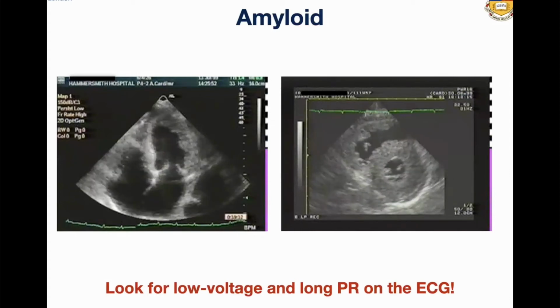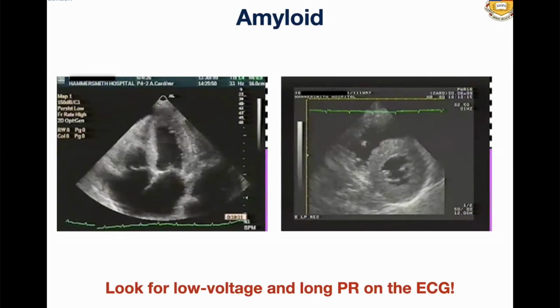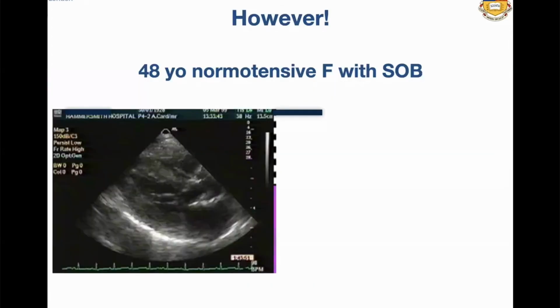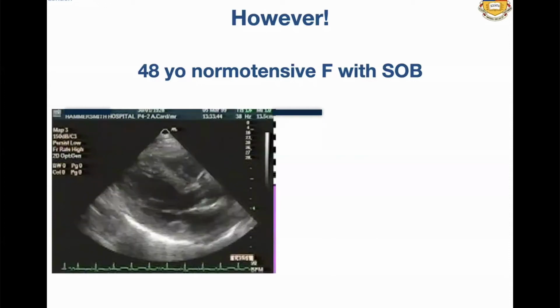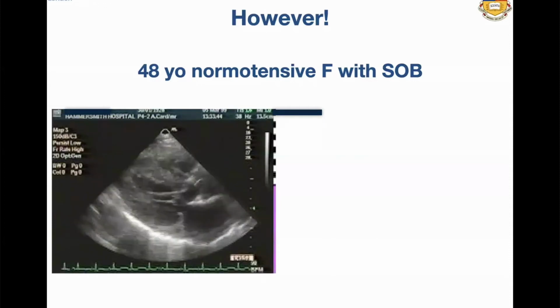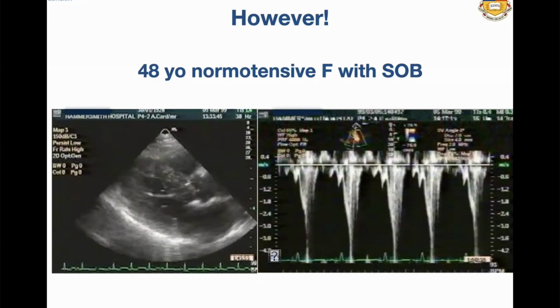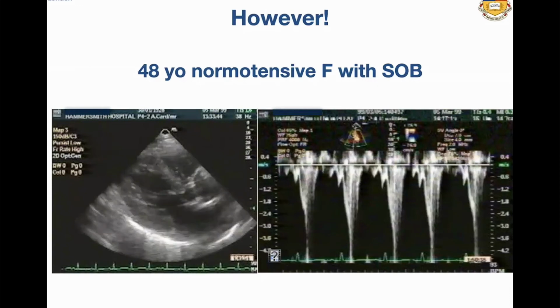But look at the patient also. 48-year-old male with breathlessness. What do we see? We see systolic anterior motion of the mitral valve, concentric hypertrophy, dilated left atrium, and Doppler shows a high gradient. This patient was referred to us with diagnosis of hypertrophic cardiomyopathy. Wrong. This patient has a classic amyloid on biopsy.